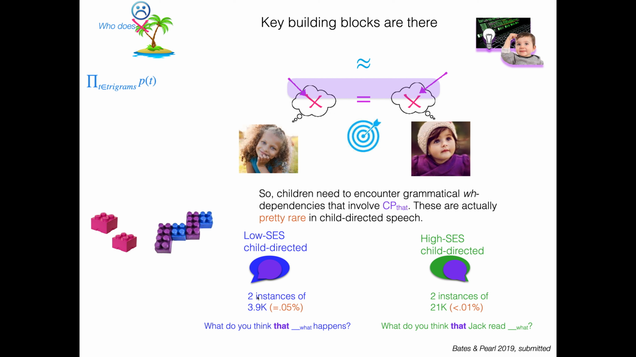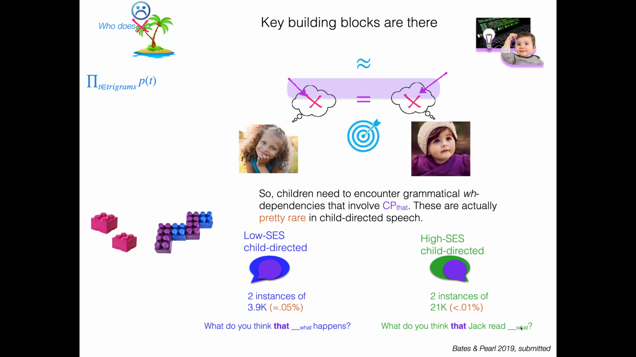In our samples of low SES and high SES child-directed speech, we only found 2 in each case, even though the sample sizes were quite a bit different. Still only 2 overall, which worked out to a very small percentage in each case. And they were of particular kinds. In the high SES child-directed speech, they took this form: What do you think that Jack read?